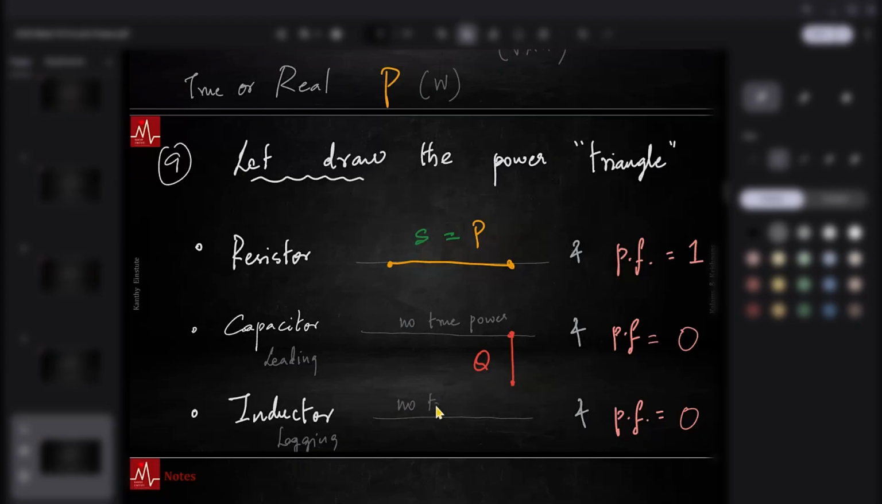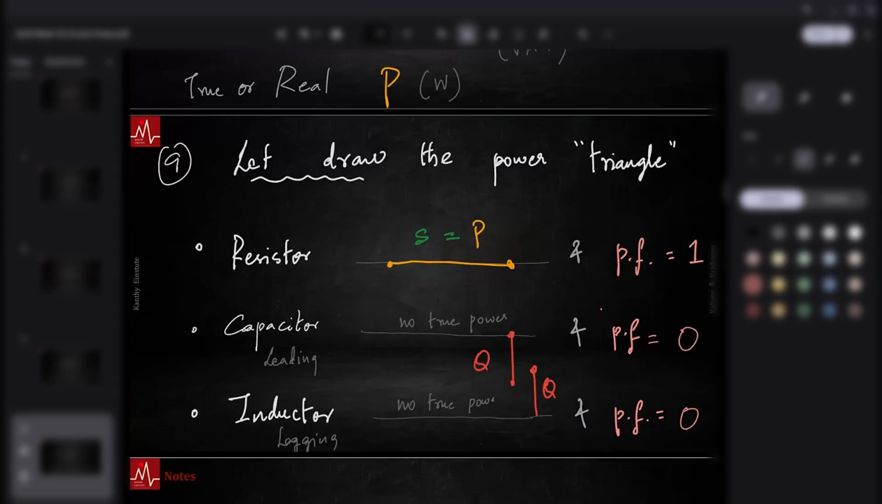So no true power. What the battery puts in, it gets back. What the source puts in, it gets back. But there is a difference between this and this. Thus, it's technically not a triangle. This again is a line, but it's an upward pointing line. So in all three cases, it's a line. Resistor, only base. Capacitor, negative height. Inductor, positive height.